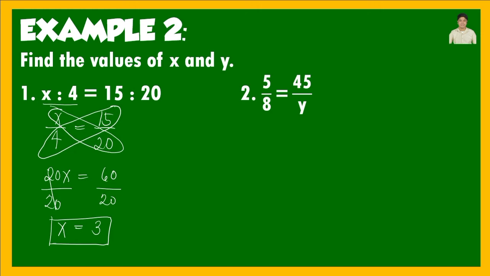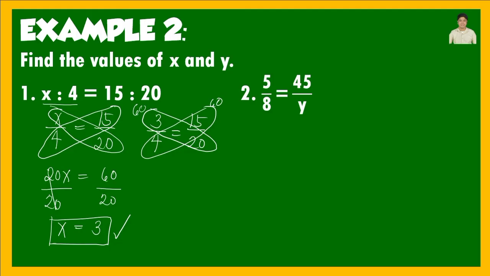Now, sulat natin, 3 over 4 equals 15 over 20. So kapag minultiply natin ng 3 sa 20, ang lilitaw po na product is 60. Ang 4 sa 15, ganun din po. So ibig sabihin, ang value natin na 3 for x is correct.